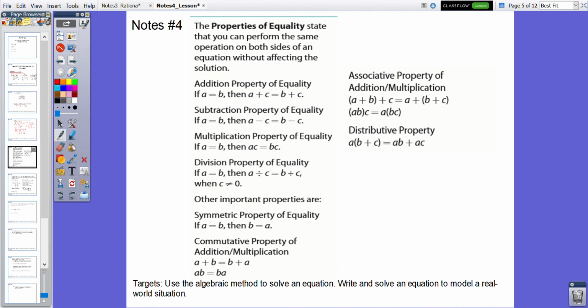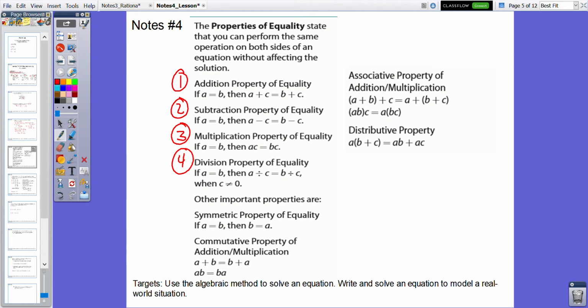Now, it is important that you memorize these, but not to the point where you're beating yourself up over having to remember every detail. We're going to be using these properties rapidly, all the time, to the point where these are going to become second nature to remember each one of them. Okay, so there's 1, the addition property of equality, 2, the subtraction property of equality, 3, multiplication property of equality, 4, the division property of equality.